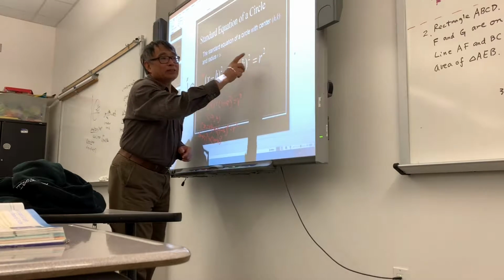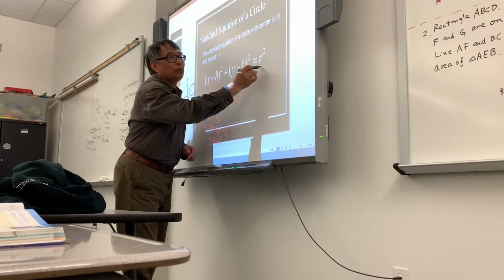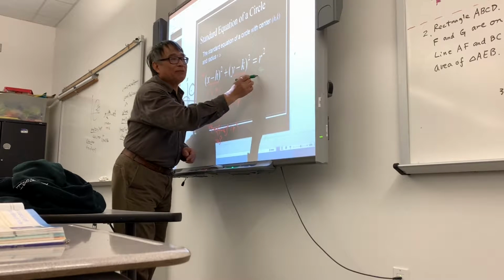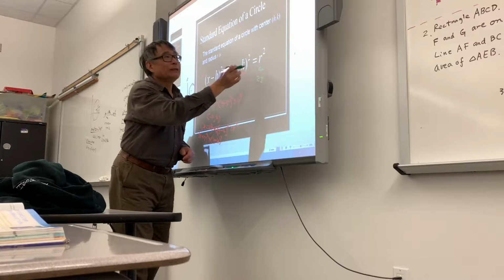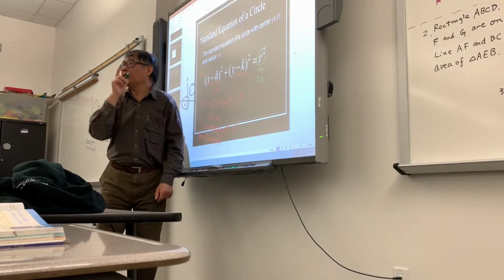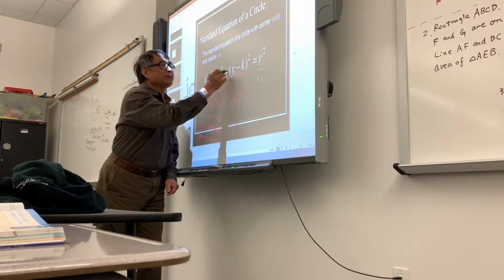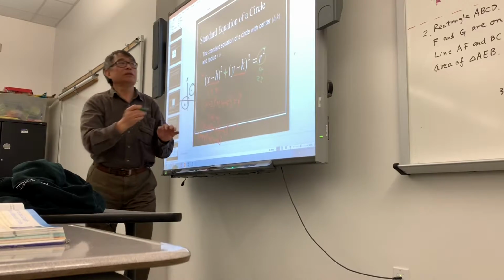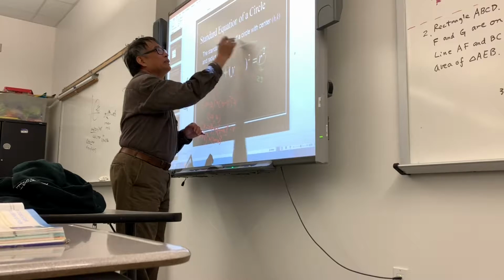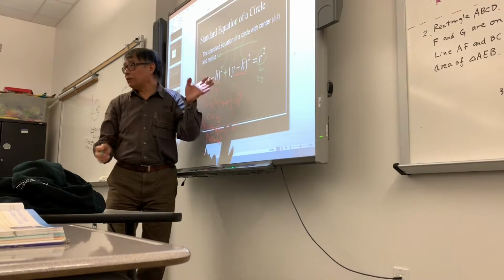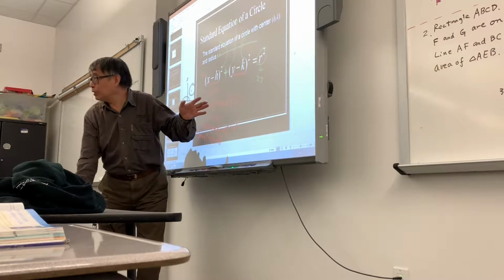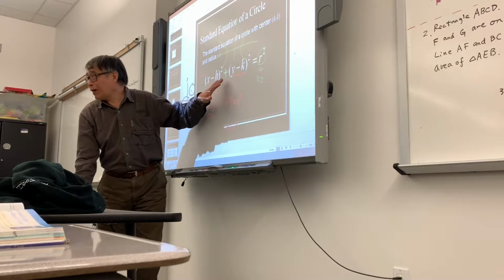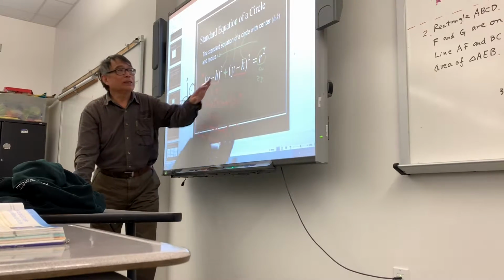r squared, this is, for instance, r is 2, 2 squared is 4. r is 5, 5 squared is 25. Do you understand, please? This number is not r, it's r squared. This must be positive as always. If this is negative, the graph is not a circle. It's something like this. Okay, we have not learned yet. Pre-calculus you will learn.